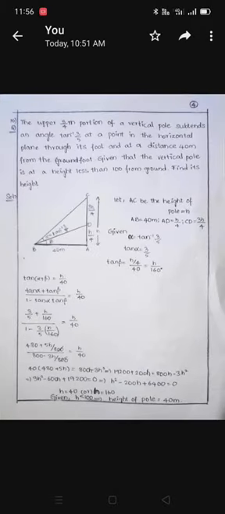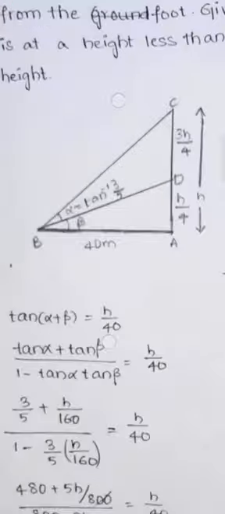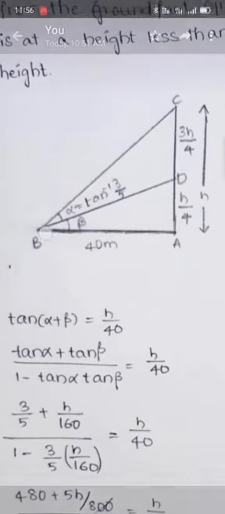So now, as we discussed, let AC bar be the height of the pole h, AB bar is equal to 40, AD bar is equal to h by 4, CD bar is equal to 3h by 4, and given that alpha is equal to tan inverse 3 by 5, that implies tan alpha is equal to 3 by 5. And now we are taking the triangle ABD.